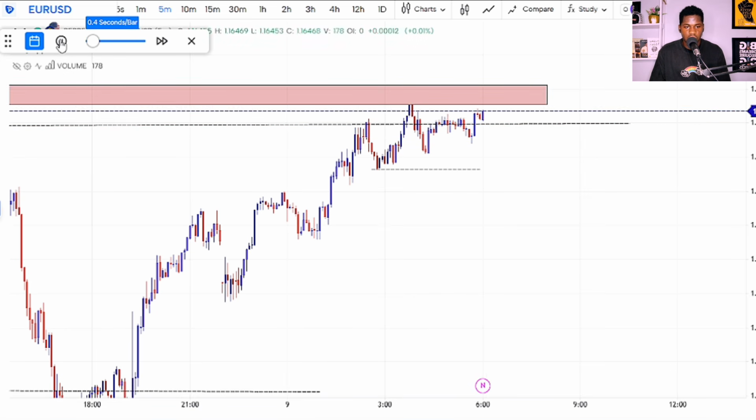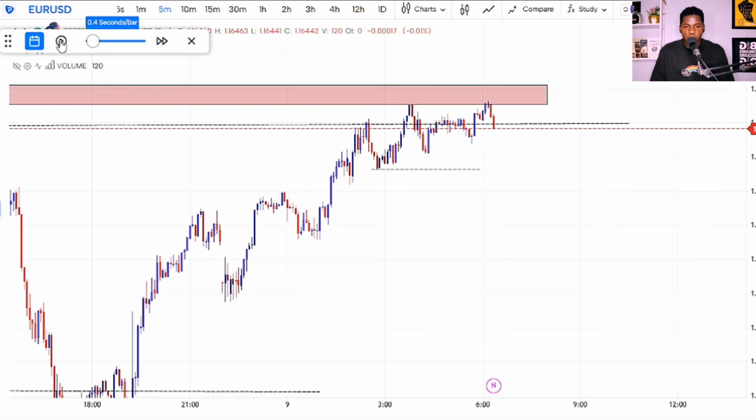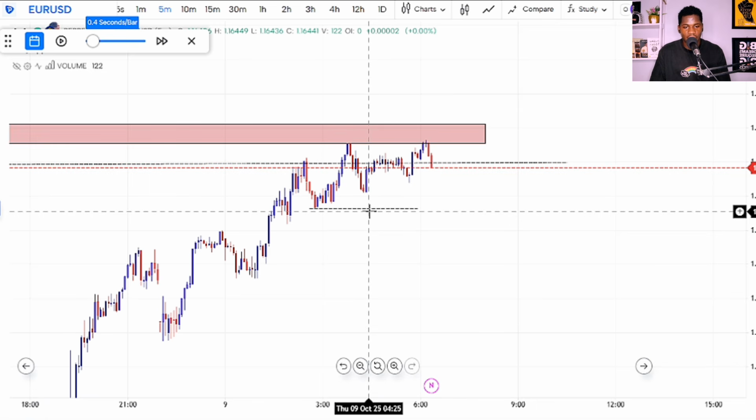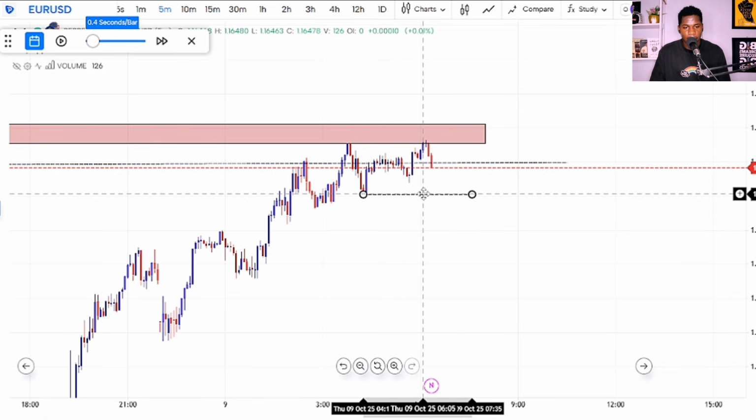All right, let's see, guys. Boom. So guys, price just gave us another tap again. Now, which structure do we have next? We have this structure here, right?